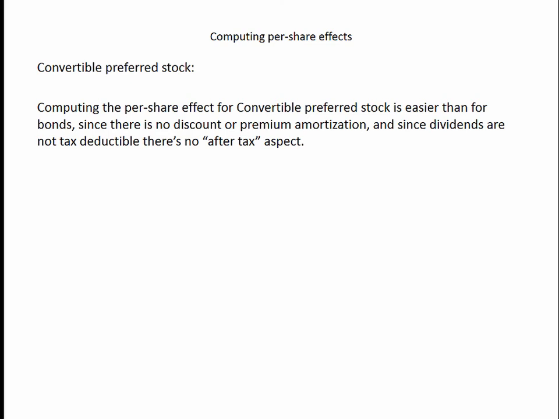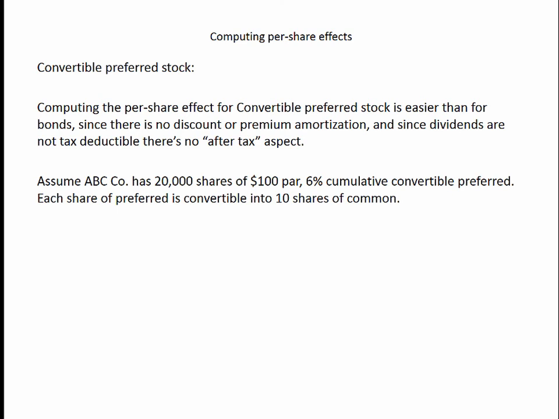For convertible preferred, that's going to be a little bit easier because, A, we don't have to worry about amortizing discounts or premiums, and B, there's no after-tax aspect because dividends aren't a tax-deductible expense. So let's assume that ABC Company has 20,000 shares of $100 par, 6% cumulative convertible preferred. I've made it cumulative because that way the dividends would have been deducted in computing earnings per share. The dividends would have been deducted whether declared or not, so we don't have to worry about whether they were declared or not. Each share of preferred is convertible into 10 shares of common.